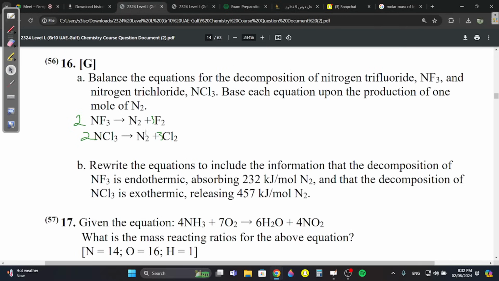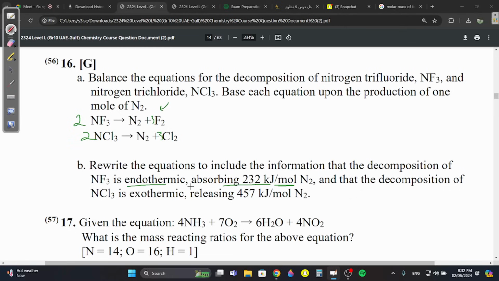Rewrite the equations to include the information that the decomposition of NF3 is endothermic, absorbing 232 kilojoules per mole of N2, and that the decomposition of NCl3 is exothermic, releasing 457 kilojoules per mole of N2. So now we have to rewrite these. Let's work with the first one.